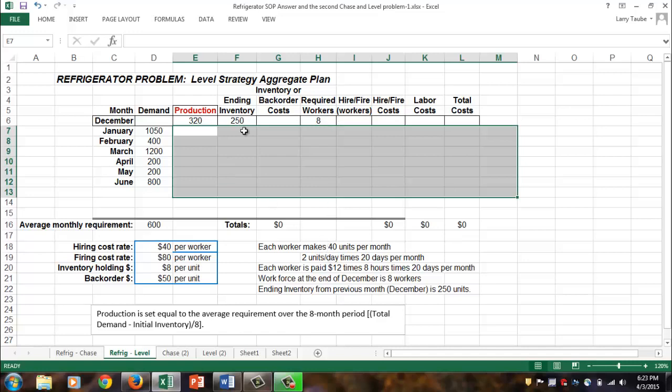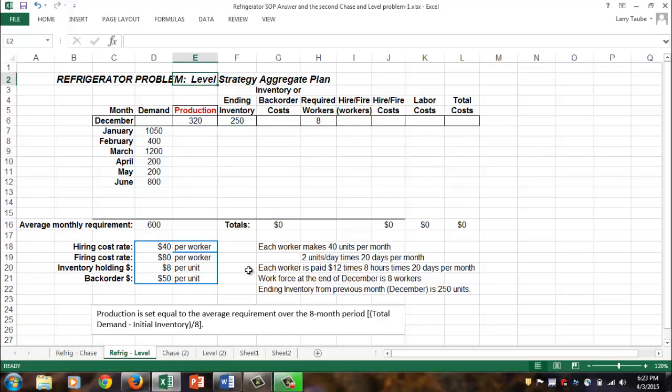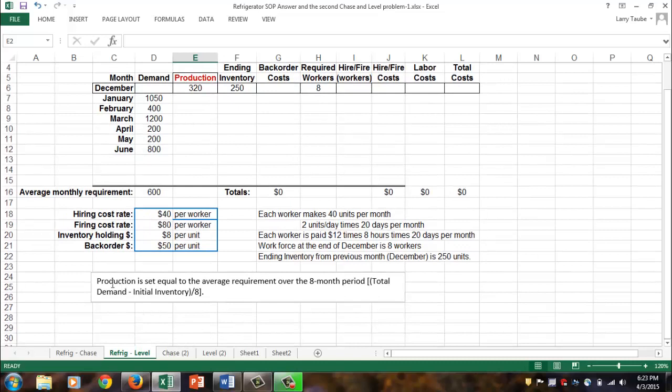Okay. Same information. There's my information about that. Here's my 40 units per day. Nothing has changed. There's my 320, the 250, the 8 before. What has changed is the use of this word level. So we're going to use this thing back here one more time. Production is set equal to the average requirement over the 8-month period.